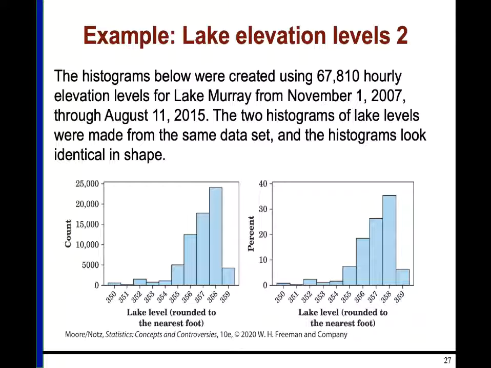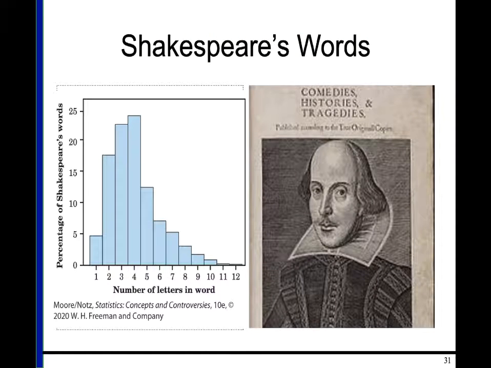Another application of histograms is you can actually look at patterns for authors. So you can look at someone like William Shakespeare, and you can see that most of the words that he used in his writing were actually pretty short words, 3 or 4 letters. There were a few times that he used much longer words, but most of the words are actually pretty small.